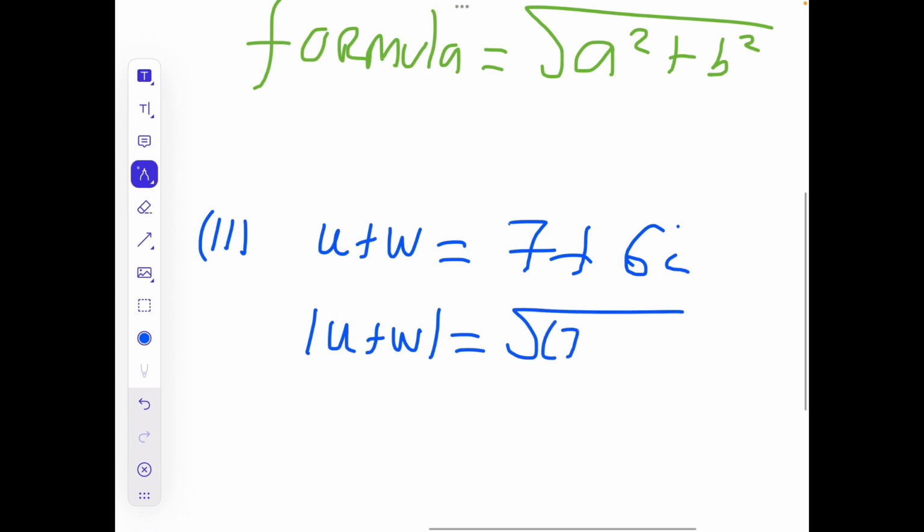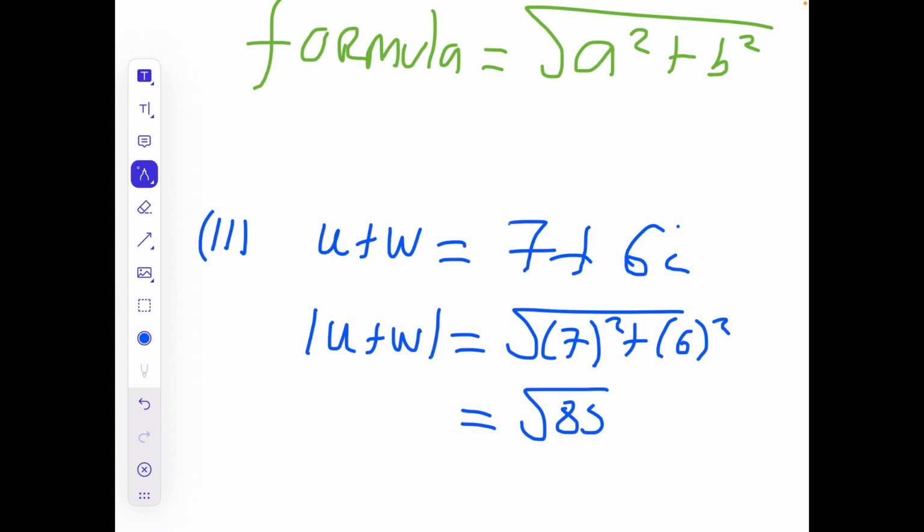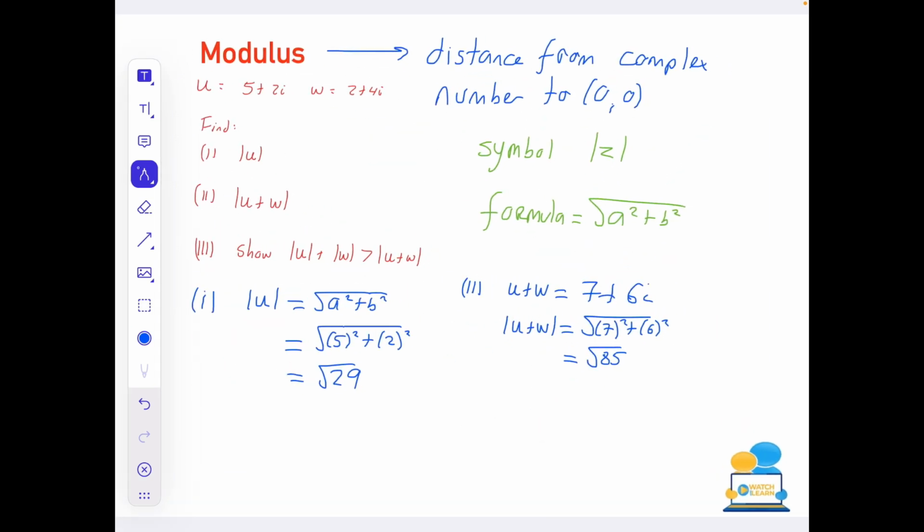So the modulus of u plus w is equal to the square root of 7 squared plus 6 squared, which is the square root of 85. So just be careful: add them first and then find the modulus. What often comes up with this, and I think students find this question a little bit intimidating, is something like part 3, where you want to show that something is true. This question says show the modulus of u plus the modulus of w is greater than the modulus of u plus w.